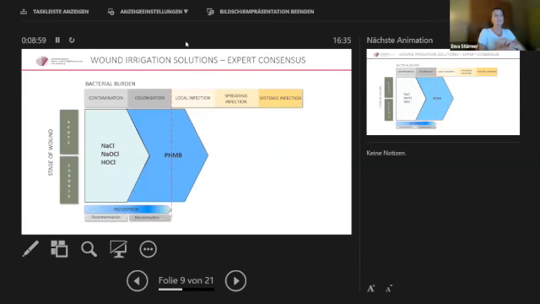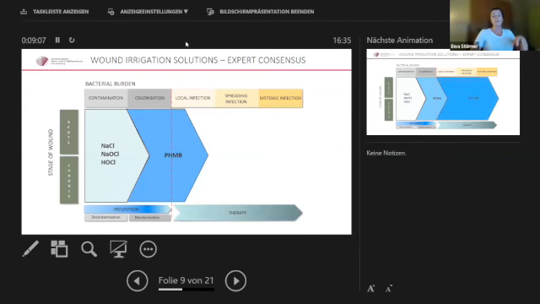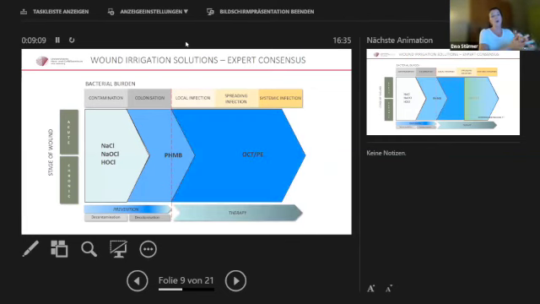And the next step, if it goes from prevention of infection to treatment of infection, there is a recommendation to use octenidine hydrochloride or PVP-iodine. But referring to iodine, you have to say that it's brown and that may cover a wound infection by its color. Therefore, it's not really recommended for chronic wounds.